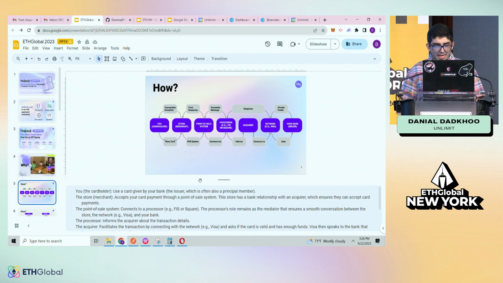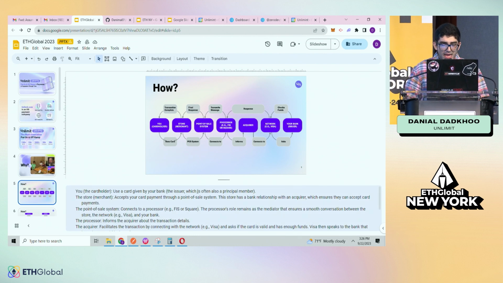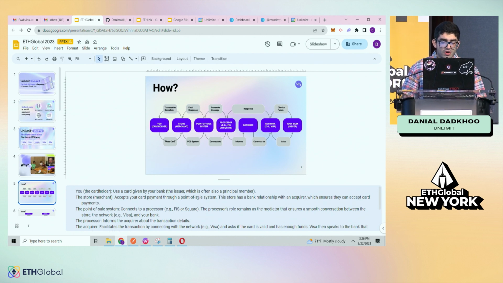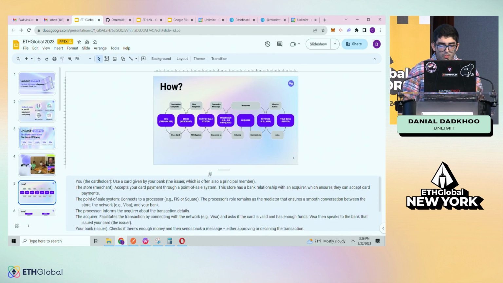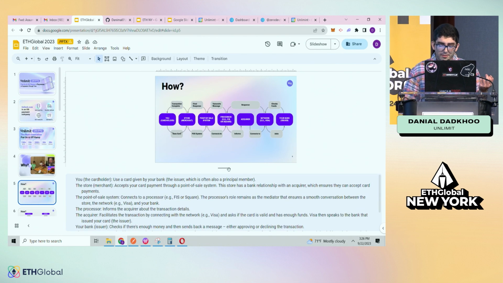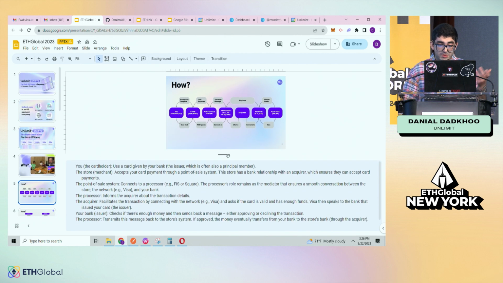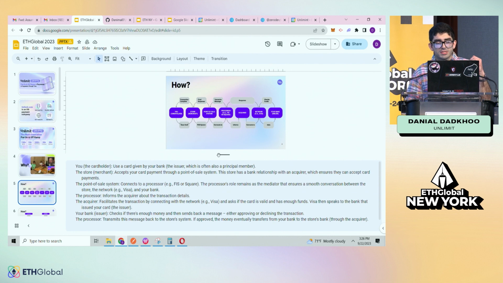And then the point of sale system is going to connect to a processor, which is like your Fiserv or your Square. The processor's role is the mediator that ensures the conversation between the store, the network, and your bank goes through. The processor informs the acquirer about the transaction details. The acquirer facilitates that transaction by connecting to the network and asks, is there enough funds on here? Then Visa, or whatever card network, speaks to the bank, which is the issuer, with those details. They check if there's enough money and send back a message saying either approve or decline, and then the processor transmits that message back, and if it's approved, the money moves and goes to the right place.